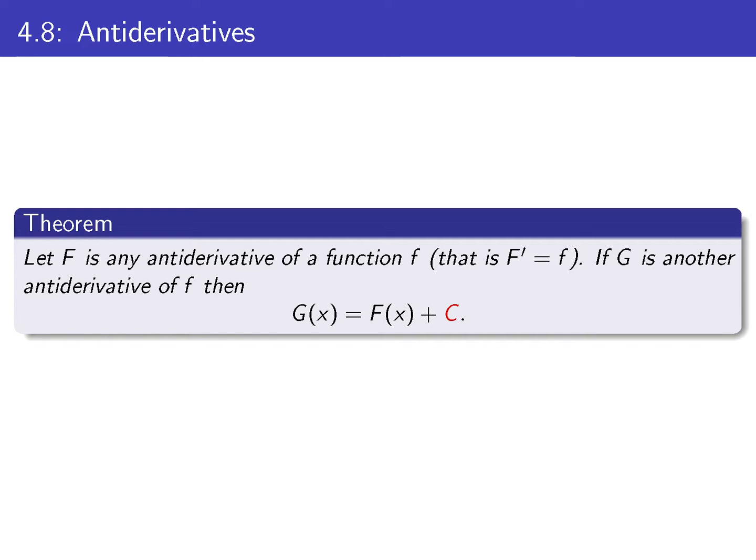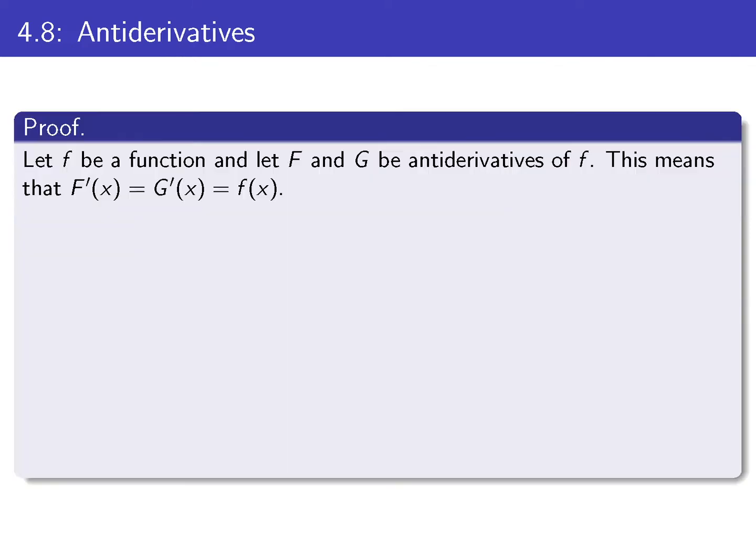So I'm going to go through the proof of this theorem because the method we use is going to show up in your linear algebra and differential equations class in other forms. Also, for those of you who are math majors and will eventually take upper division math classes, this trick will show up in a lot of other classes. So here's the idea. Let's take a function little f and two antiderivatives, capital F and capital G. So we want to show that G is just a constant plus the function F.